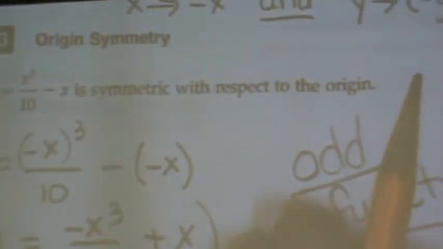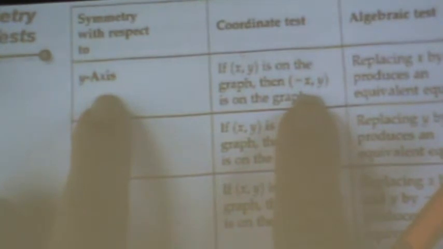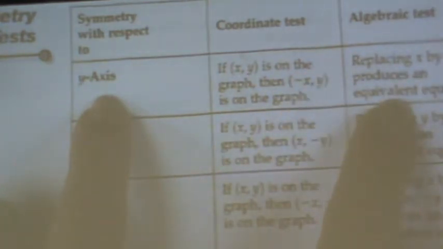Now, the one that did not have a special name, if you look at this back page, here's a little summary of all the tests we just did. For y-axis symmetry, what you're going to do is look at your table or look at your graph, and if you see (x, y), then (-x, y) will be on the graph. To do it algebraically, what you do is replace x for -x. Now for y-axis symmetry, it has another name. It's an even function.